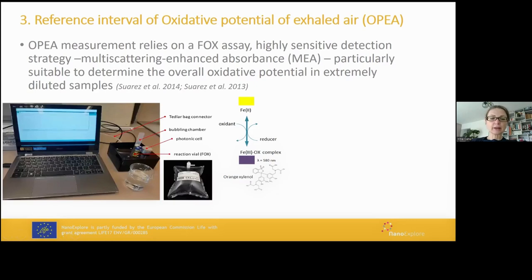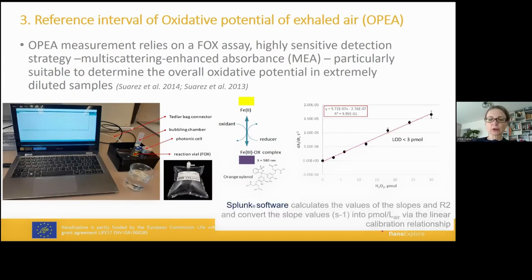So to do this measurement, Guillaume Suarez and his team developed a device which is called OPA analyzer. And the exhaled breath is provided and collected in this 1 liter Tedlar bag, which is then connected by the connector to the device. There is a step of procedures which is performed, and this color change is measured and registered in the text file in the computer. Then this information is translated to calculate the values of the slope in time, because this change is measured in seconds, and the correlation coefficient, and using the linear calibration relationship, we could transform the slope values into the concentration of the overall oxidative potential. And this even in very extremely diluted samples like exhaled air.